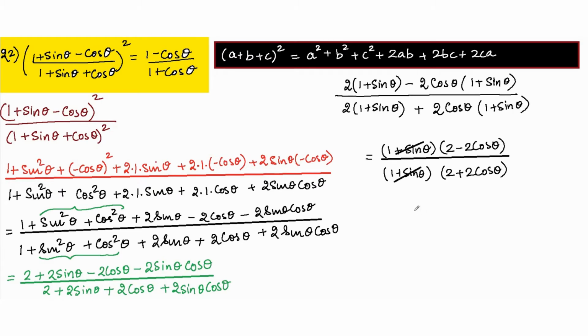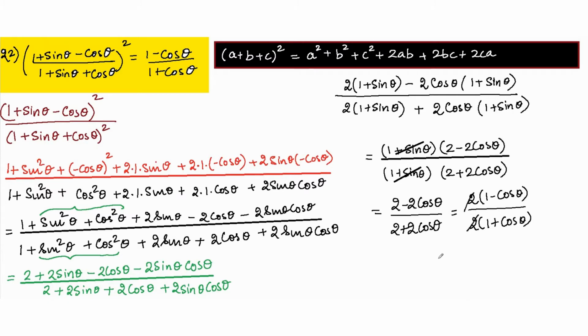So this term goes away and I am left with 2 minus 2 cos theta divided by 2 plus 2 cos theta. 2 is common, so 2 bracket 1 minus cos divided by 2 bracket 1 plus cos. 2 cancels and therefore I am left with 1 minus cos theta divided by 1 plus cos theta, which is actually equal to the RHS, right?